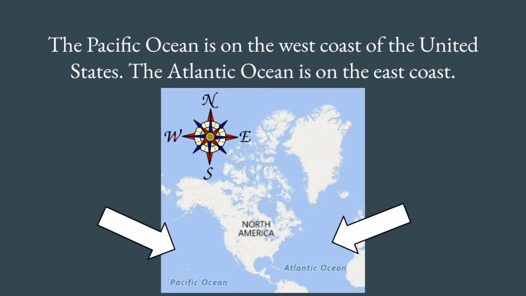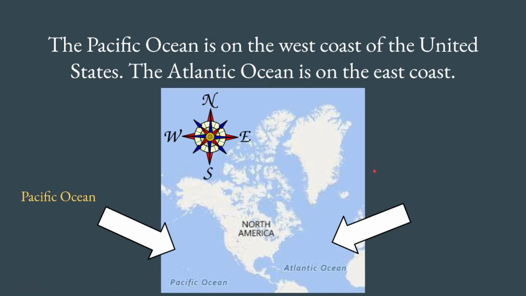So using the compass, which ocean is the arrow on the left pointing to? That's right, it's pointing to the Pacific Ocean because the Pacific Ocean is on the west coast of the United States, and west means left.